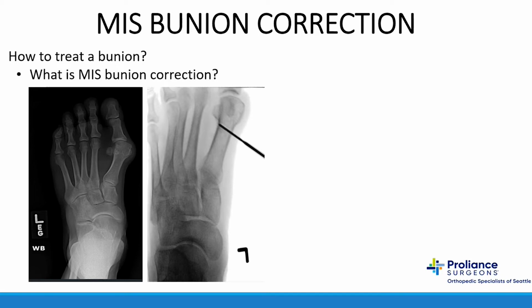So starting with the picture on the left, and then this next picture here shows that burr that I talked about. And this is being used to perform what we call an osteotomy, or basically just fancy words for cutting the bone. So that bone that is being cut is called the first metatarsal. So this is called a first metatarsal osteotomy.